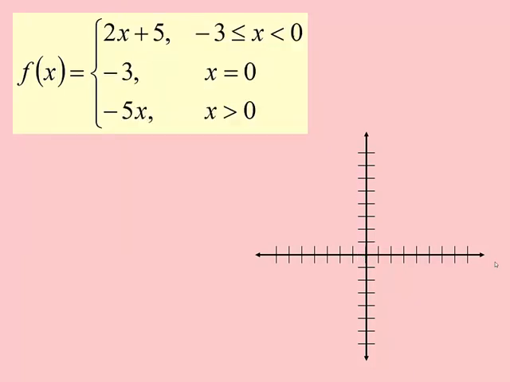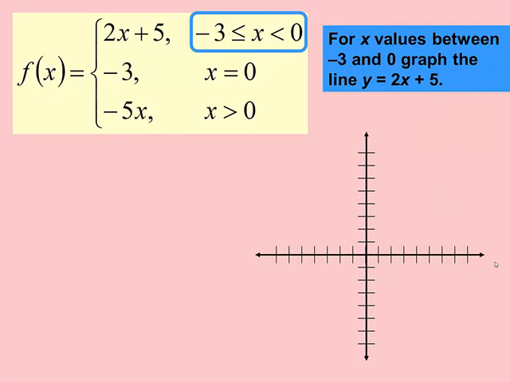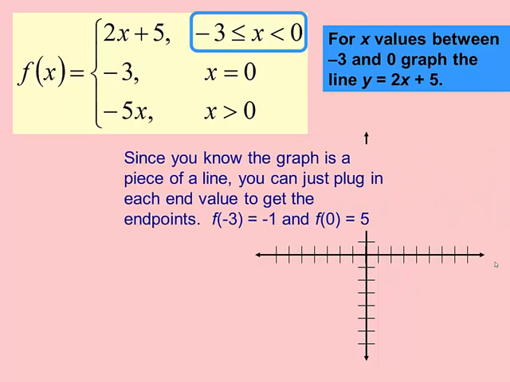Now let's look at another example. This time we have three pieces to our piecewise function. So first, we look at the domain, and we're going to be looking from -3 to 0, and we want the piece of the line y equals 2x plus 5, but from -3 to 0. And the easiest way to do that when you know it's a line is that it's going to be a line segment if you're taking a piece of it. So we could use the endpoints.